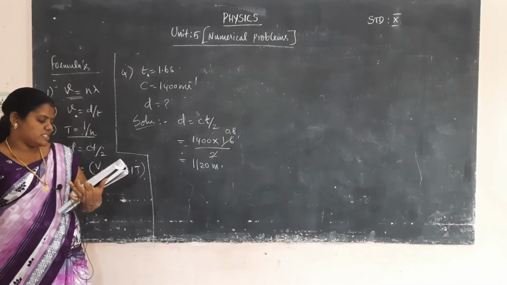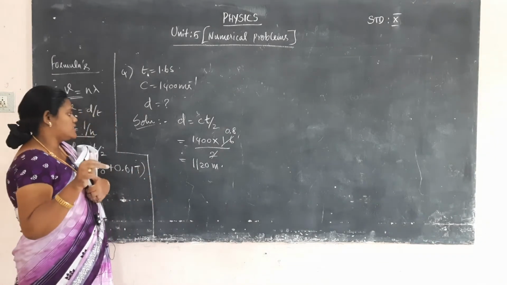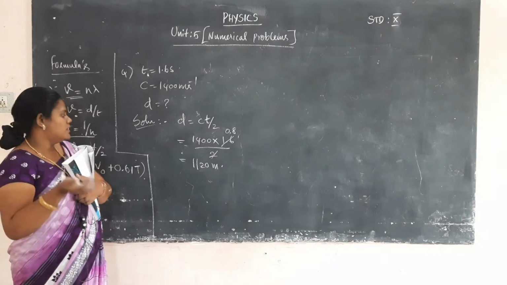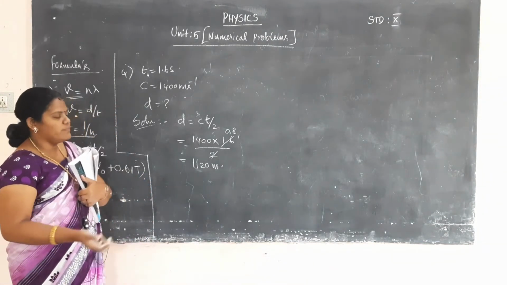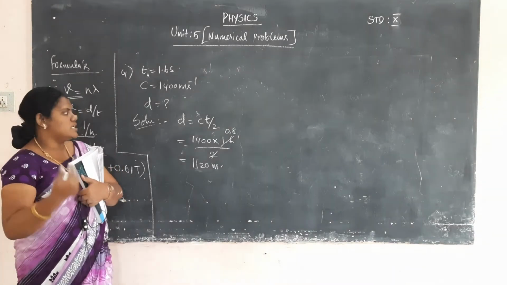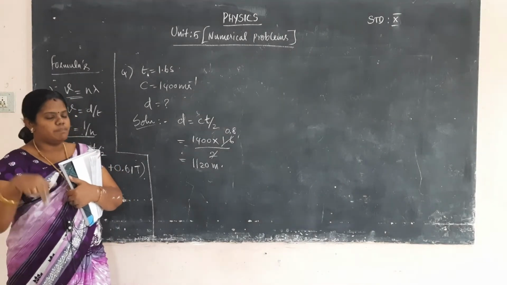What is the question? What is the depth of the sea is the question. So the depth of the sea from the ship is 1120 meter. So easily find out, C value is given and T value is given, we easily find out the D value. What's the D value? The depth of the sea.